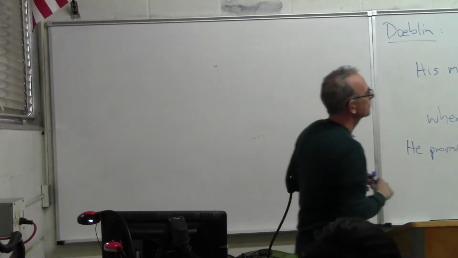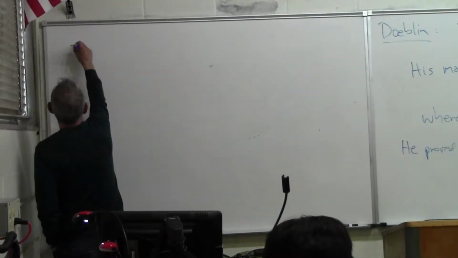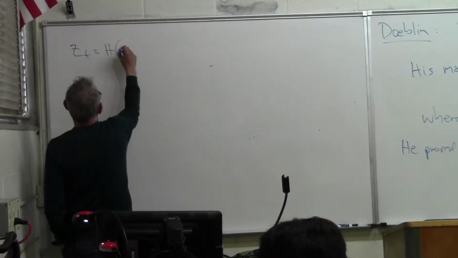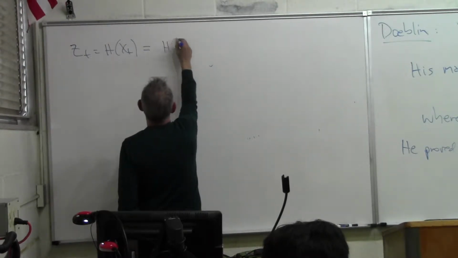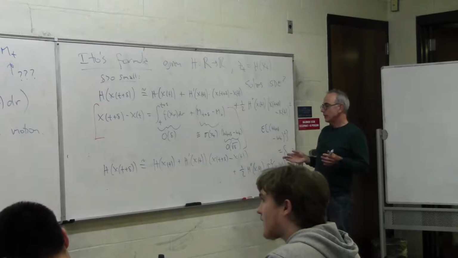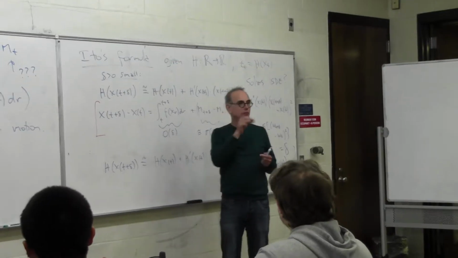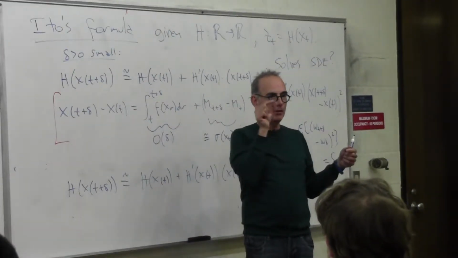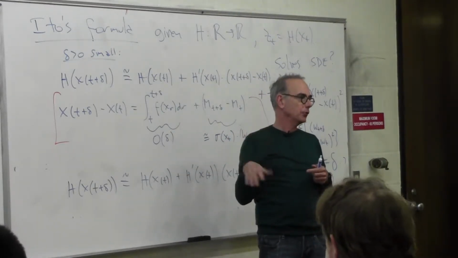So I want my... I've got zt is h of xt. So again, just like in a standard calculus class, you would basically take this and look at a partition of the real line of width delta. And so I would do this for t equals delta, 2 delta, 3 delta, 4 delta, and so forth.